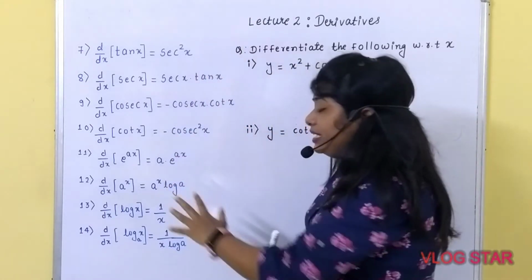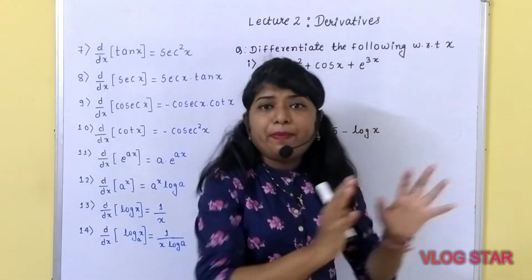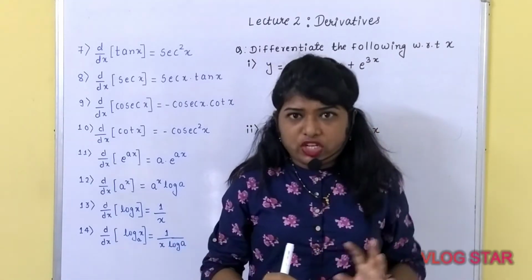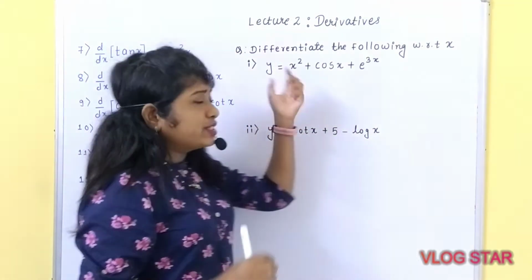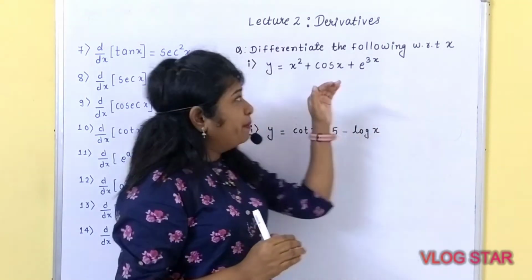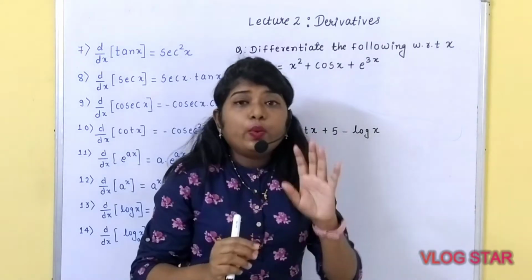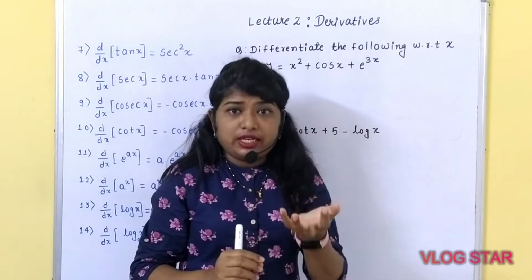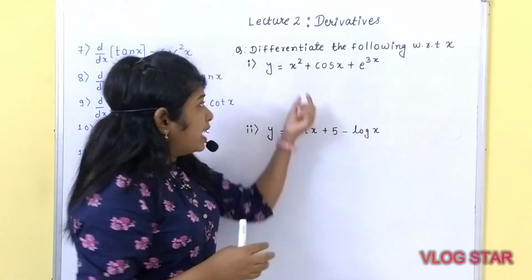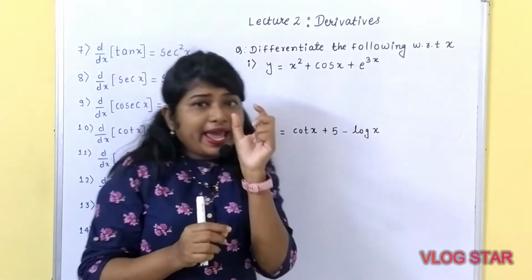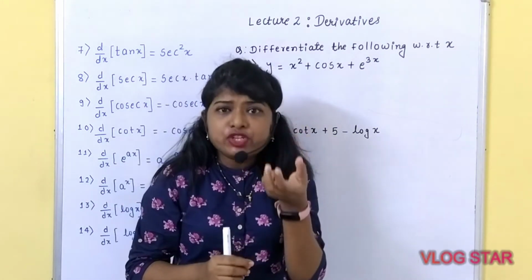Now to understand this formula, let's begin with the first problem, how we are going to apply that particular formula in the question. Okay, so what is given? Y is equal to x square plus cos x plus e raised to 3x. Now first you have to identify whether the given function is an individual function or not. How you are going to identify? Now if you observe carefully, x square is a one function. It is an individual function.